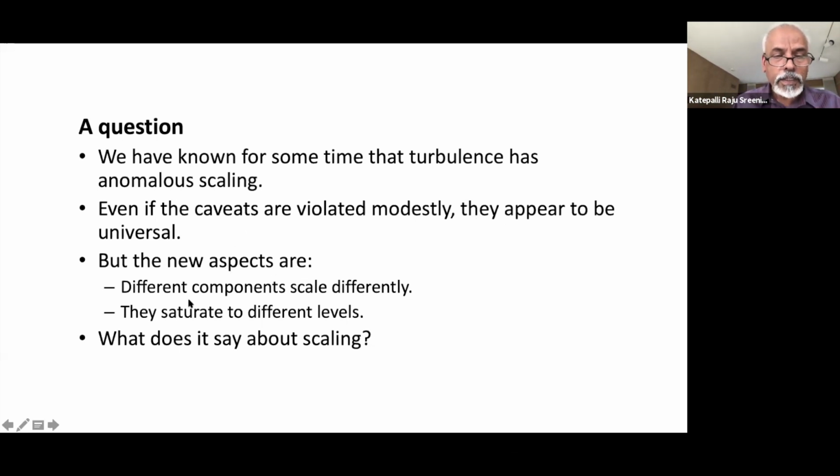But the new aspects are that different components scale differently. So if I have a phenomenon whose structure functions in one direction as opposed to another scale differently, should I be worried about what it means to say that the problem is scaling at all? And also the fact that they saturate, and saturate at different levels. What does it say about scaling?